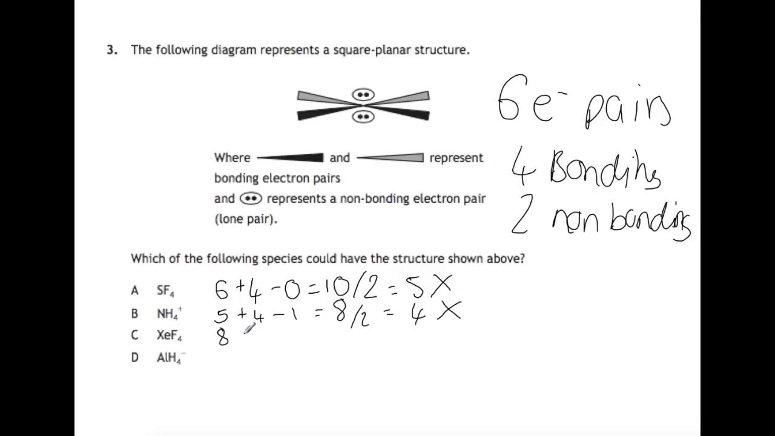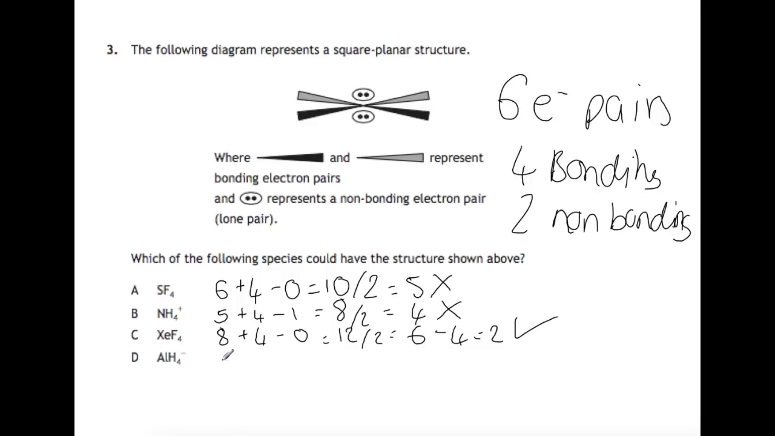Xenon has 8 electrons. We've joined 4 things on and we've got no charge, so that's 12. If we divide that by 2, we have 6. So far this is the only one that could be possible. If we take away the number of things which are attached, which is 4, that gives us 2 non-bonding pairs. So that tells us we have 4 bonding and 2 non-bonding, so this should be our answer.